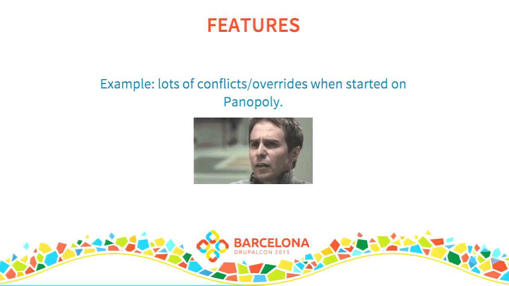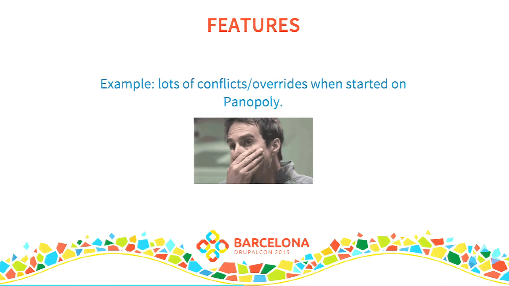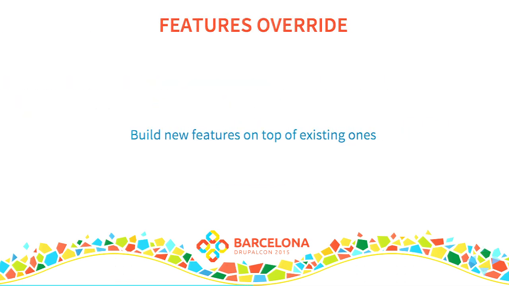He had some good points about them, but I still think that all those overrides and the complexity of overriding them makes it not that useful when developing a distribution. So then there's features overrides, and this has the sole purpose of building a new feature on top of existing ones. So the idea is you have a distribution that is built with features, and you want to customize it, and you want to store your customizations in the files, then you use features overrides to override those base features.